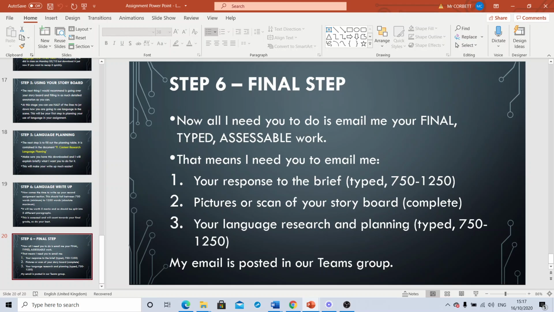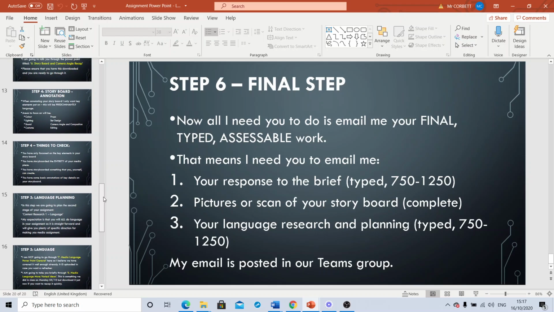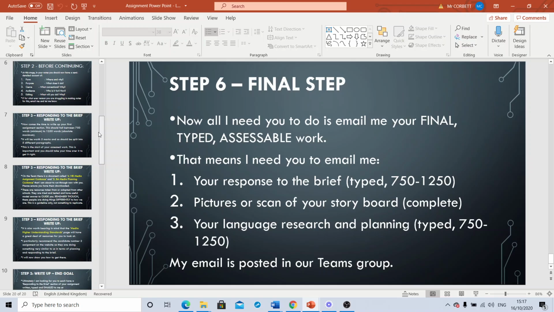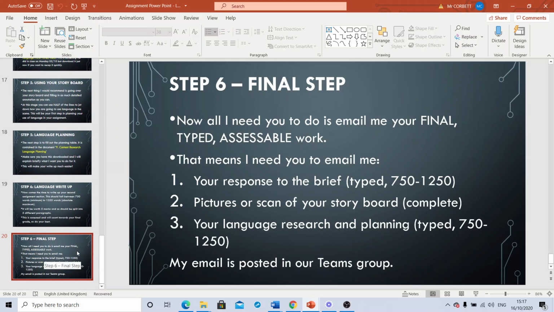Now all I need you to do is email me your final typed accessible work. That means if you haven't already emailed me your response to the brief section, email me that with your language section. It should be 750 to 1250 words each, which means that your final product should be a bare minimum of 1500 words and an absolute maximum of 2500.